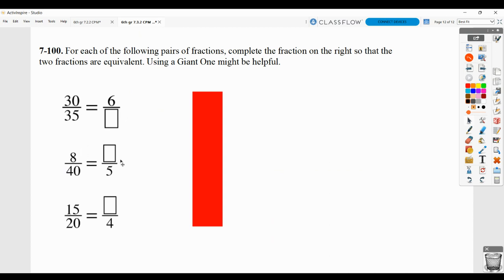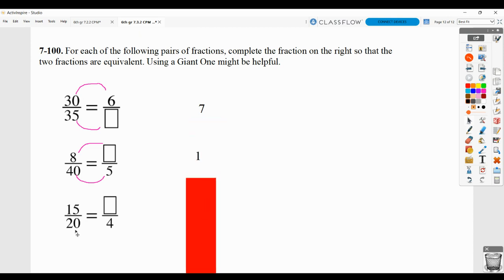Here, what would these values have to be so the fractions are equivalent? Well, 30 divided by 5 is 6, so 35 divided by 5 would give us a value of 7. You could also think of it as multiplying by 1/5. It would be the same as dividing by 5. For the next one, we have to figure out what it should be multiplied by to get this missing number, or divided by. Well, in this case, 40 divided by 8 is 5. 8 divided by 8 would be 1. And 20 divided by 5 is 4. 15 divided by 5 is 3.